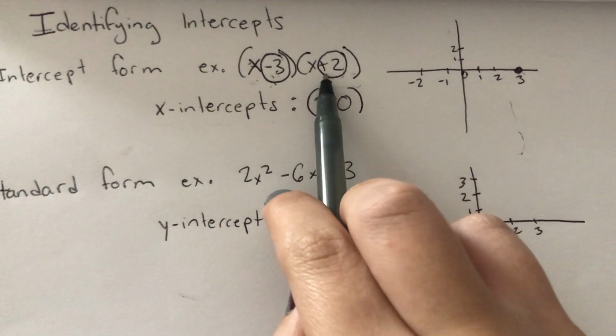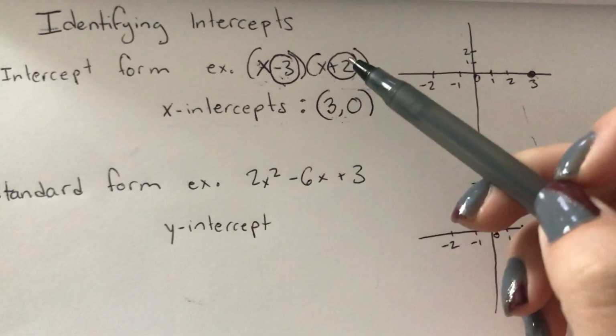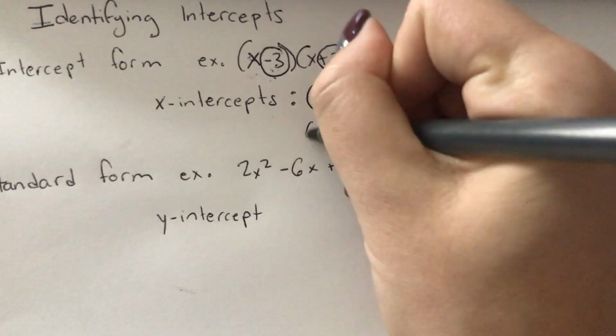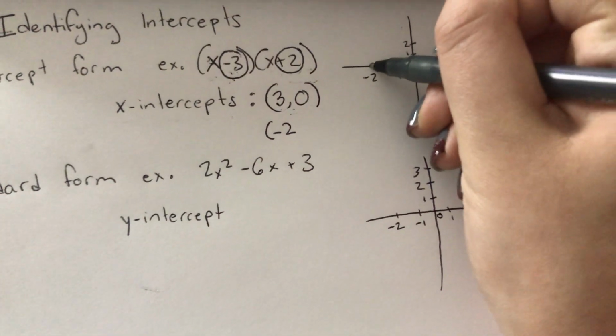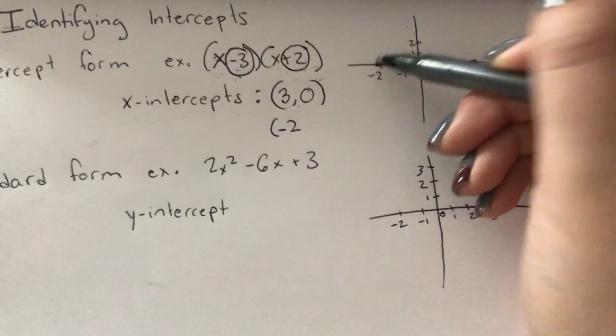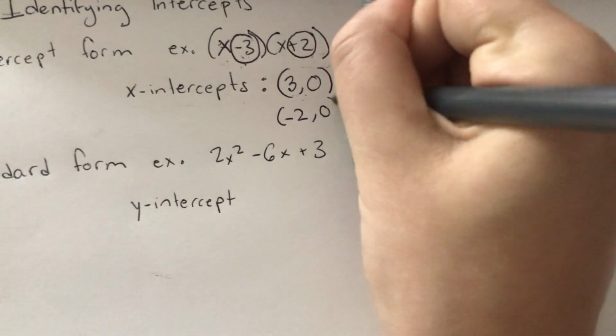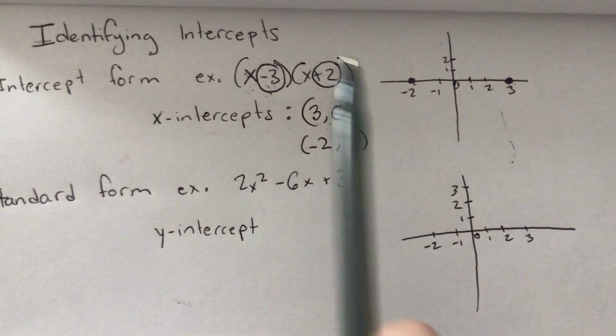I'm going to do the same thing here. Here I have positive 2, so I must flip the sign. Instead of positive 2, it's going to be a negative 2. And again, it's lying on the x-axis, so the y value is going to be 0. So negative 2, 0. And that's it. So from intercept form, that's how we identify our x-intercepts.